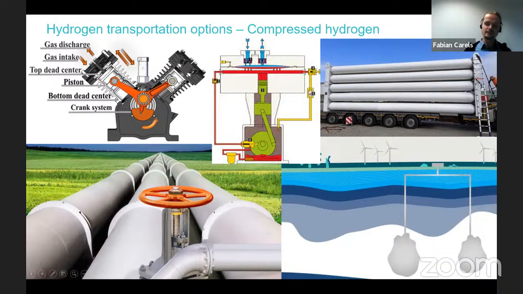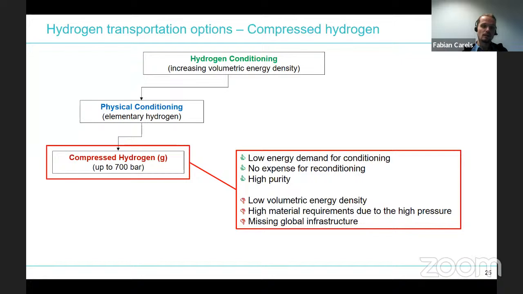This is pretty comparable for hydrogen. So the benefits are that we have a low energy demand for conditioning. We only need to compress it. This is not that energy intensive. Also, there's no additional expense for reconditioning because the hydrogen stays in its elementary state, so we can use it directly as hydrogen again, and the hydrogen remains high purity.